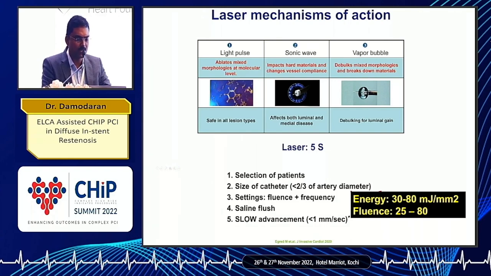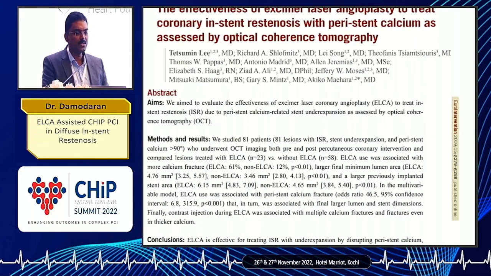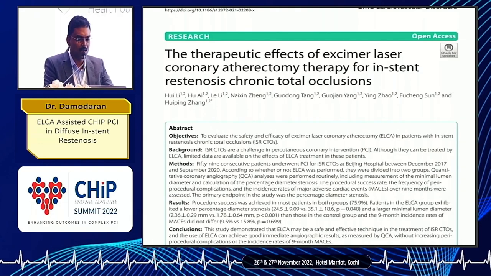So this is one tool which will be useful in balloon undilatable or hard block. And these are the 5 things, as he mentioned, we need to remember whenever we are doing the laser. This is a study from neurointervention which has showed that in any stent under expansion, to crack the peristent calcium, laser is useful. This is a very small subset of study from China which showed that the laser can be helpful in ISR CTOs. It shows improvement in procedural outcomes as well as the 9 months outcome, both in safety and efficacy.